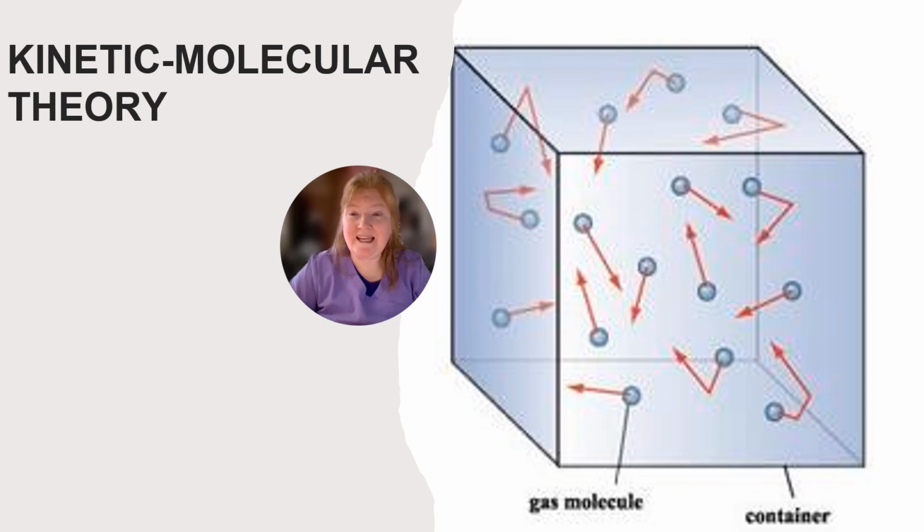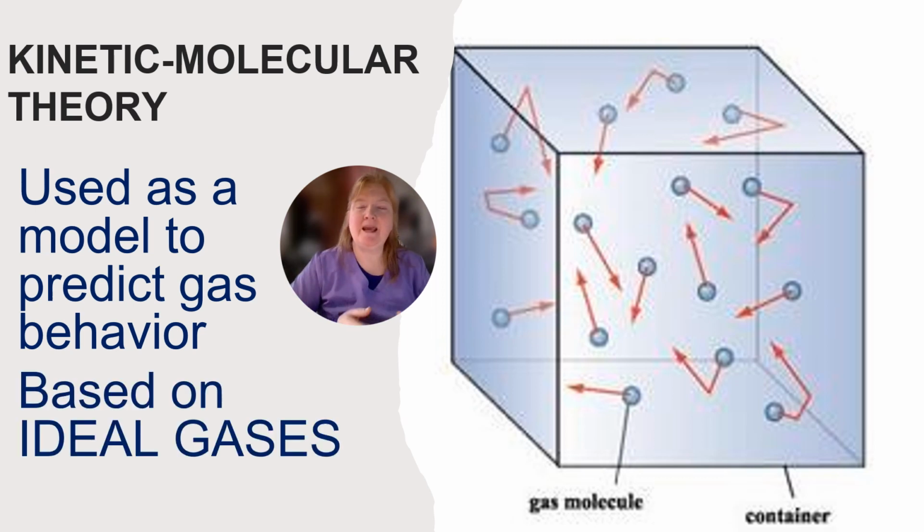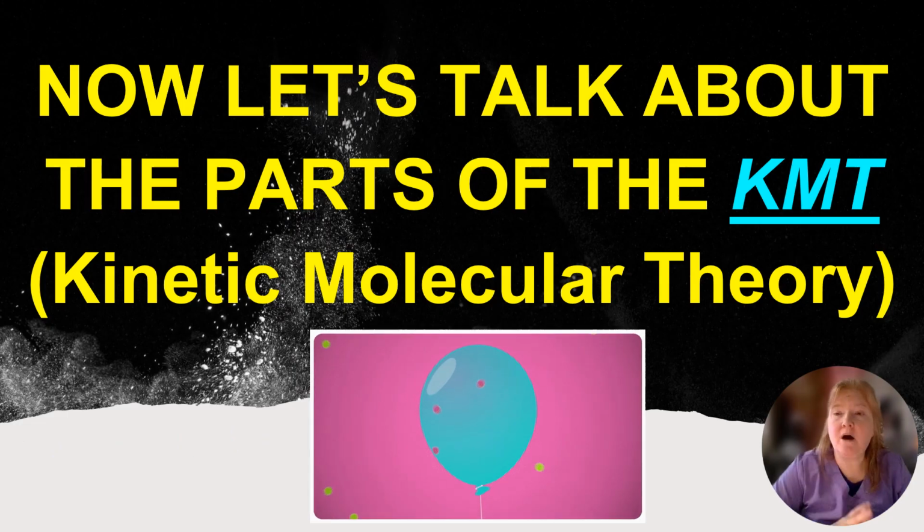Now let's talk about the kinetic molecular theory. The kinetic molecular theory is used as a model to predict gas behavior. It is based on ideal gases. Now, in reality, there are no ideal gases, but we're going to make this assumption that the gas we're talking about is an ideal gas so we can do calculations. So let's talk about the important parts of the KMT, or kinetic molecular theory. You have to know these.